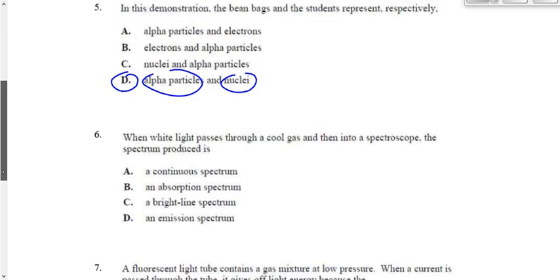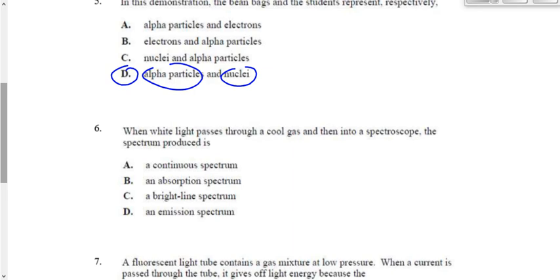And 6, when white light passes through a cool gas and then through a spectroscope, the spectrum produced is what? We will review this stuff in a few moments because we just did this on Friday, right? One time so far. But I'll remind you, when white light passes through a cool gas, the cool gas is going to absorb. So when we absorb EMR, we're going to get an absorption spectrum. A continuous spectrum is produced by a hot solid or a hot liquid or a hot gas under high pressure.